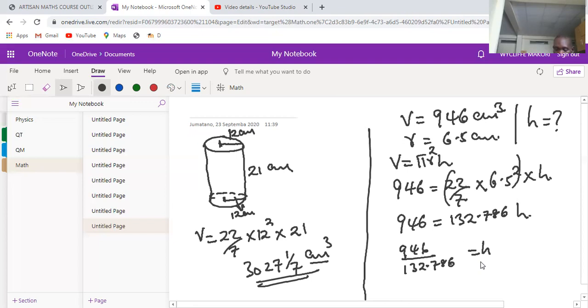So 946 divided by the answer gives us h is equal to 7.12 centimeters. That is how you can be asked in some cases. So you need to understand how you work out each and every scenario.